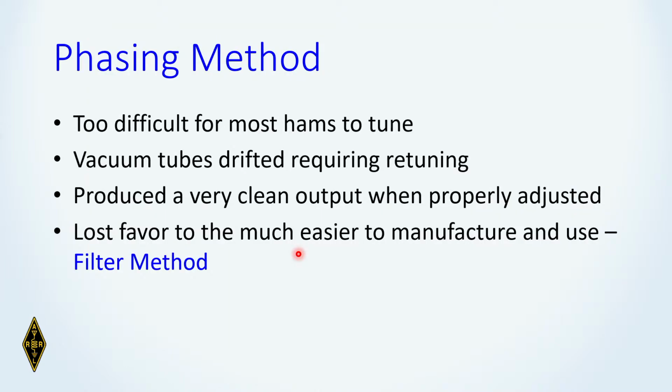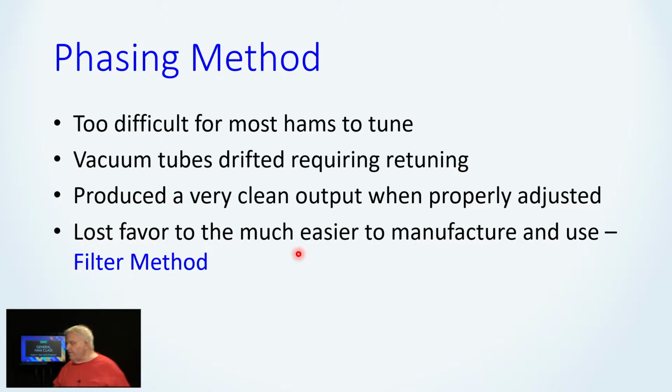Bob gets excited. But so that was the phasing method back in the 1950s. It produced a very beautiful signal, but it was too difficult for most hams to use. And the vacuum tubes drifted, requiring retuning, and it produced, as I mentioned, a really clean output, but it lost favor to the much easier to manufacture and use filter method.